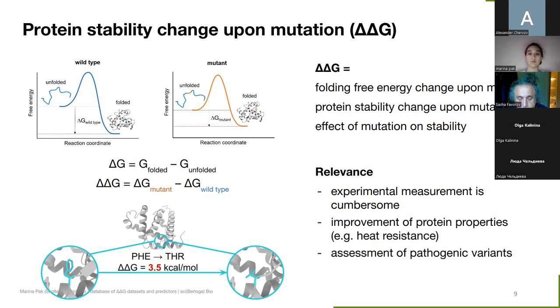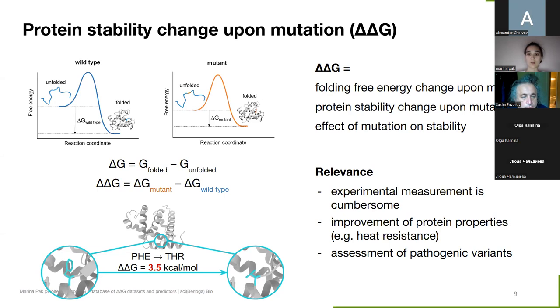Yes, and that's important for the task of improving protein properties. You can determine mutations that increase the stability of your protein, like resistance to high temperatures and other factors. And another application is that we can associate delta-delta-G with pathogenicity, because sometimes a decrease in stability is associated with diseases, and we can use the calculation of protein stability change for determining pathogenic variants.